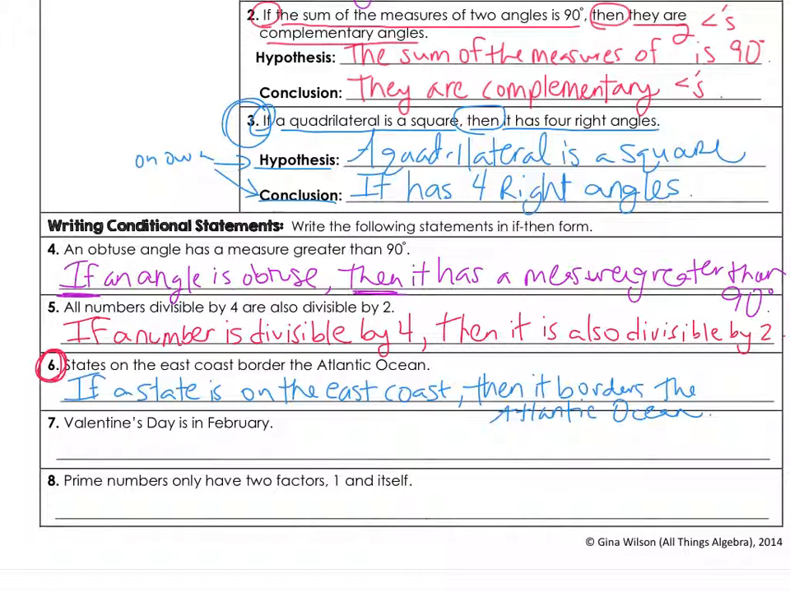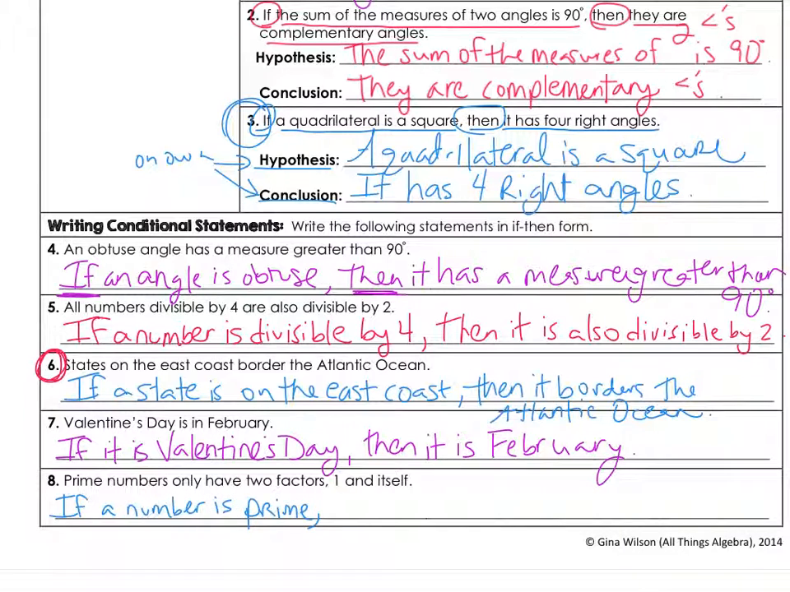For number 7, Valentine's Day is in February. So if it is Valentine's Day, then we know it is in February. Or if it is Valentine's Day, then it is February, since we were on that actual date. For number 8, prime numbers only have two factors, 1 and itself. For the first part, we could say if a number is prime, then its only two factors are 1 and itself.